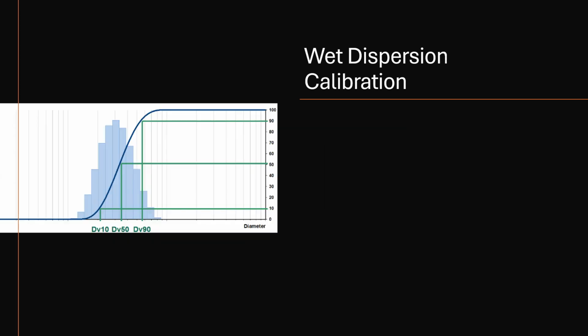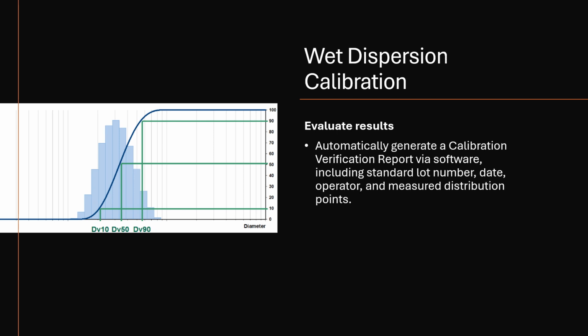So now after completion of the run, you need to evaluate the results. Right. So for this evaluation, you need to have an automatically generated calibration verification report via the software system, including the standard lot number, date, operator, and measured distribution points. Right. So here we need to extract the DV10, DV50, DV90 from the reports. The parameters like DV10, DV50 and DV90 represent the particle diameter at which 10%, 50% and 90% of the sample volume is comprised of smaller particles respectively, right?